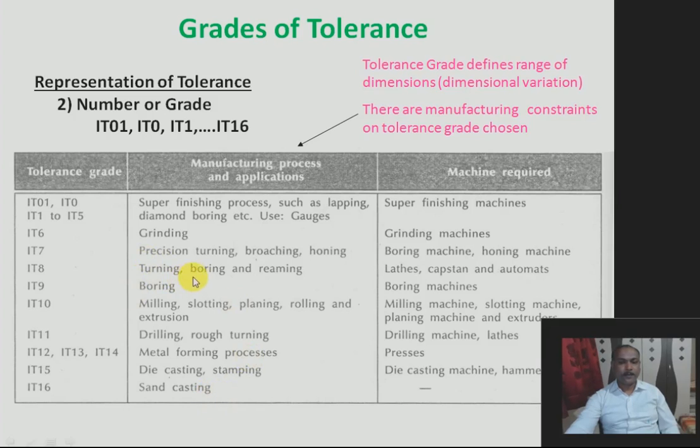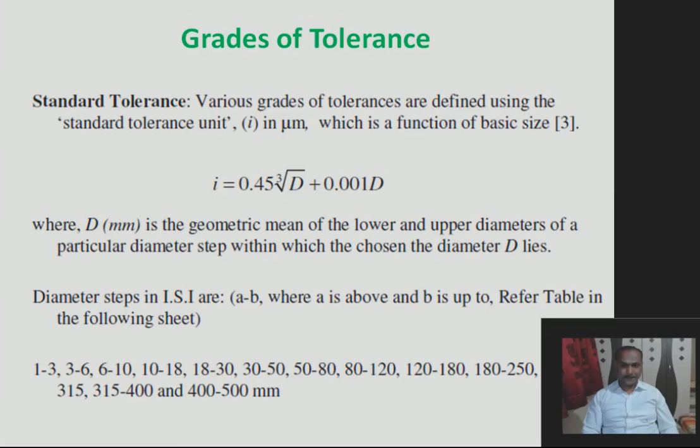But if you are turning, boring type of a general manufacturing process, IT8 grade is used. So accuracy-wise, as we increase the grade, the accuracy will decrease. So sand casting is having the lowest accuracy, whereas the super finishing process has the highest accuracy. And this fundamental tolerance unit is used to find out these grades, because we are using 16i, 10i. So this i is known as a fundamental tolerance unit.